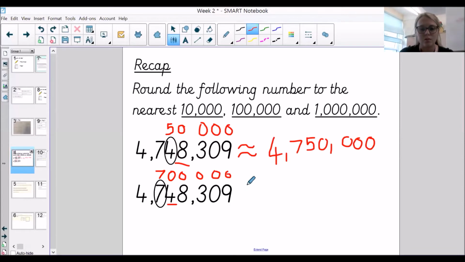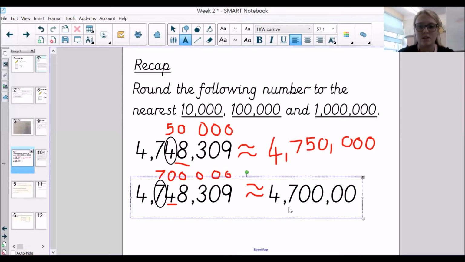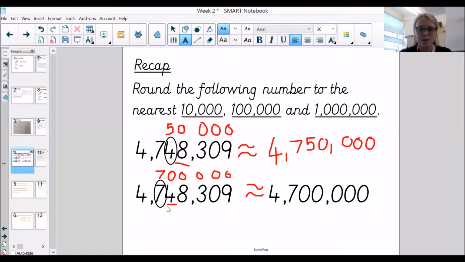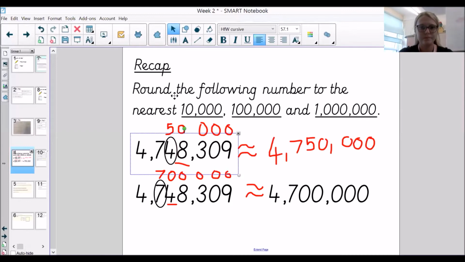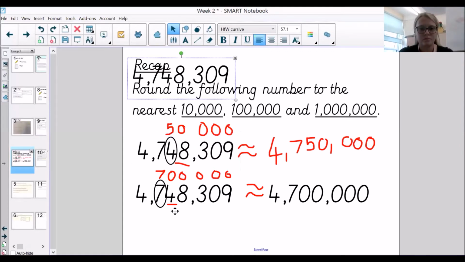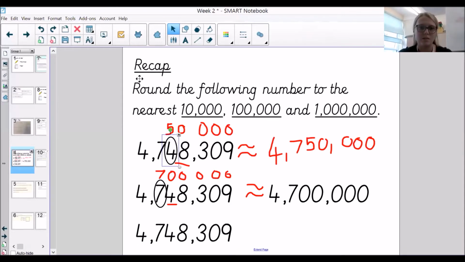Okay, so rounded to the nearest 100,000, our answer is approximately 4,700,000. Okay, I'm just going to type that one for you. 4,700,000. And then the last one. Sorry, not to the nearest 100,000, to the nearest million. So this time I'm going to mark your place, circle the millions digit.